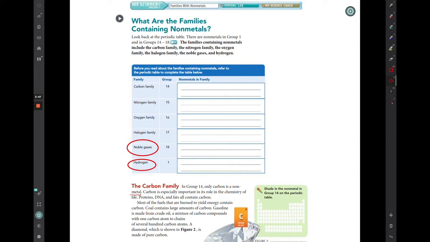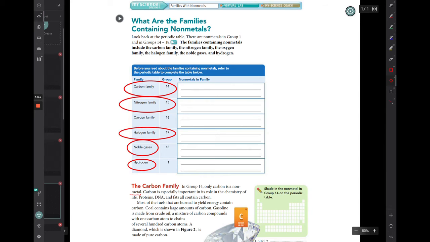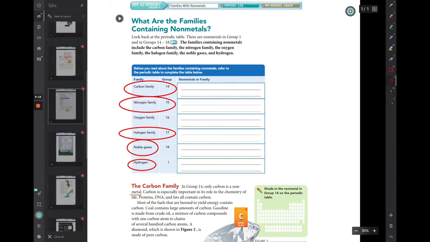So group number 14 at the top of the periodic table is carbon, so it's called the carbon family. Group number 15, nitrogen is at the top, it's called the nitrogen family, and so on. Oxygen is 16, and then we call group 17 the halogen family. We're going to look at each one of these individually and talk about some of their characteristics.